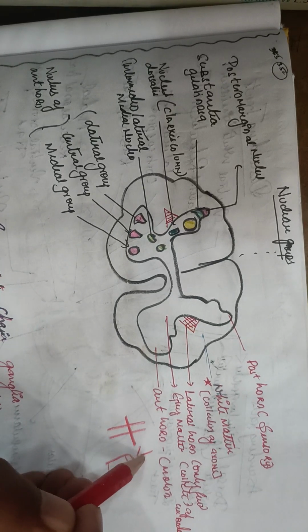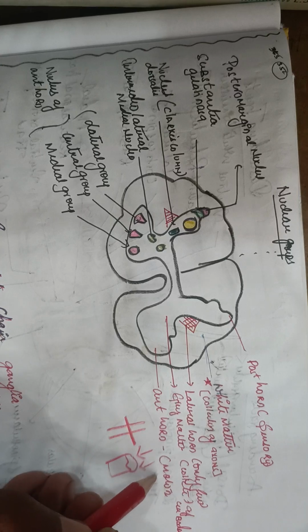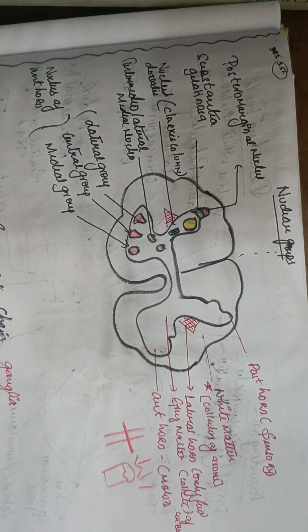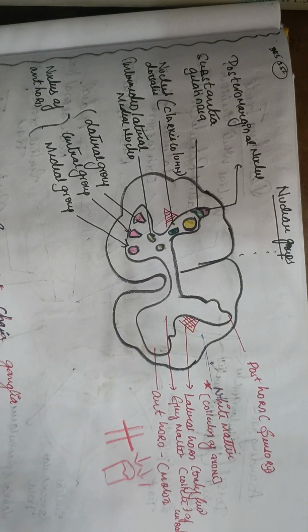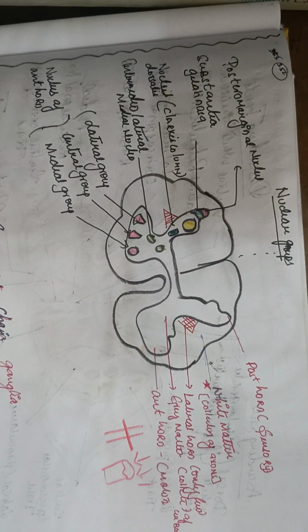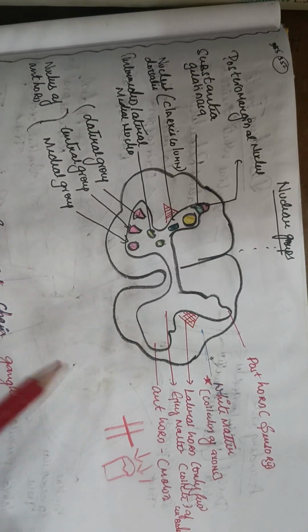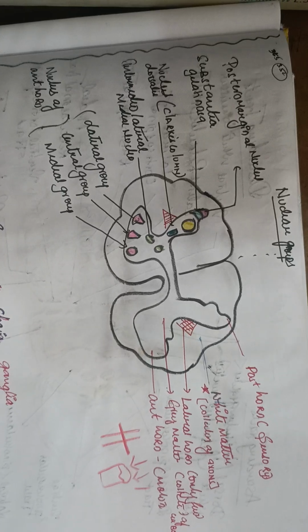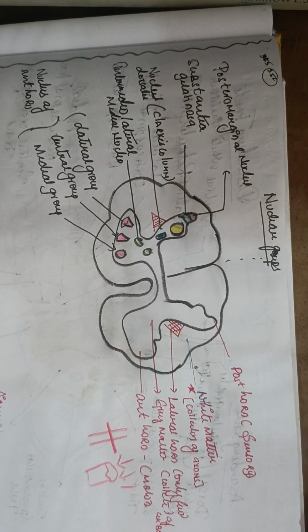and if I view it from above, you can see there are some nuclei which are present in the spinal cord. So this is a section of the spinal cord. Now what does it mean and what's happening in this aspect?